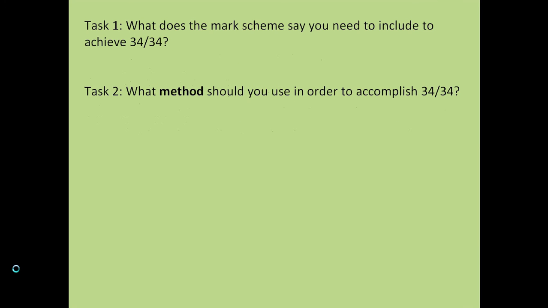Now, let's see if you've been revising. Let's see if you've been paying attention. 2 things. What does the mark scheme say you need to include in order to achieve 34 out of 34? And what method should you use in order to accomplish this? Please press pause, note down or discuss your answers, and then press play when you're ready to resume.